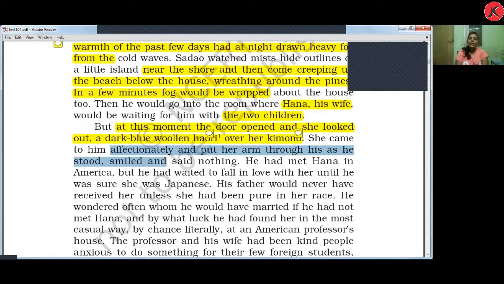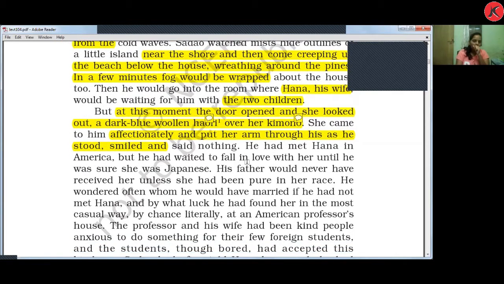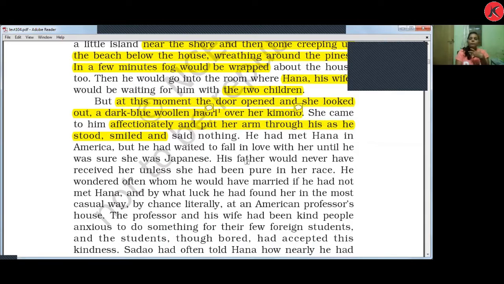Means, she came and he hugged her and he smiled, and that is a very good relationship between husband and wife, a very tender, loving and caring relationship, both are there. Now here the writer is talking about the meeting of Hannah and the doctor. Okay, he had met Hannah in America.